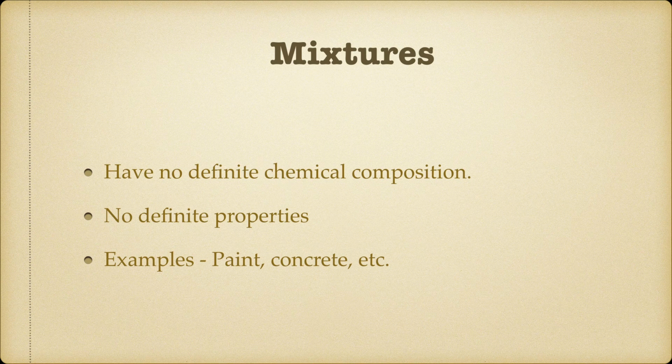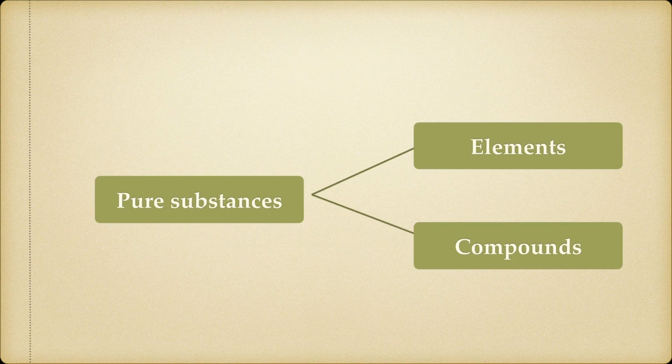Afterwards we are going to learn much more in detail about mixtures. Okay, so always remember, they don't have a definite chemical composition. That means we can randomly mix 2-3 substances and we'll get a mixture. Okay, now we'll see the further classification of pure substances.